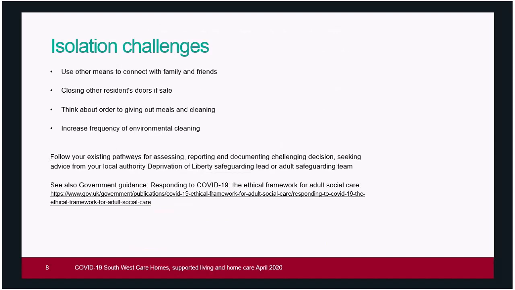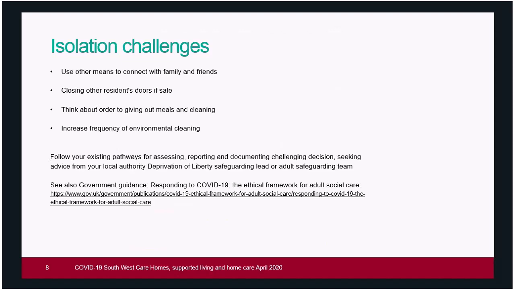So we realise that trying to keep people in their rooms, particularly when they start to feel better, can be really challenging for care homes. There are some practical steps that could help. Try and ensure the best use of technology, using smartphones and video calls, and tablets, that sort of thing, to connect with family and friends and to encourage people perhaps to stay in their rooms.